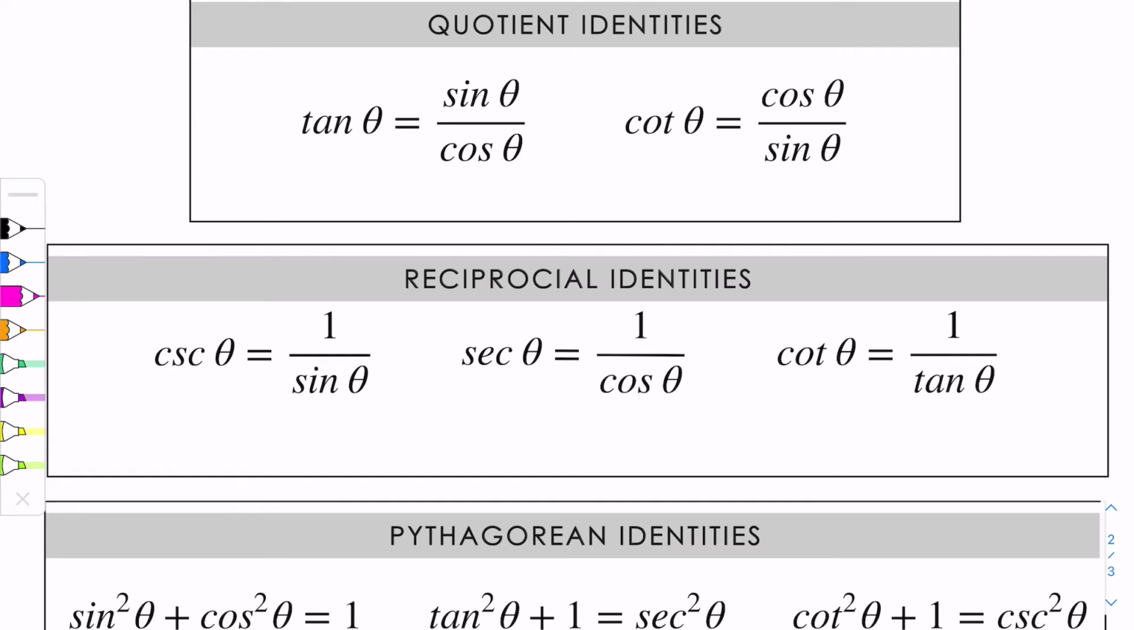When we first learned this, we learned that tangent was y over x. But as we learned more about trig values, we learned that the y value is the sine value and the x value is the cosine value. We've also learned that cotangent is cosine over sine, which we started by learning that it was x over y.